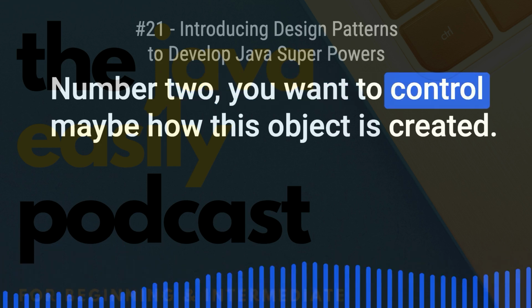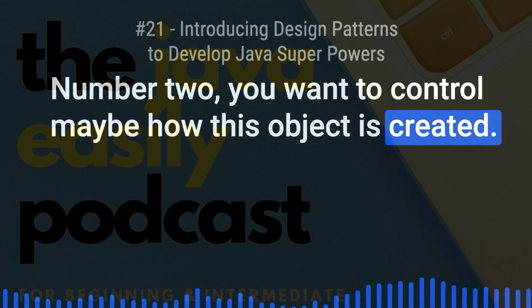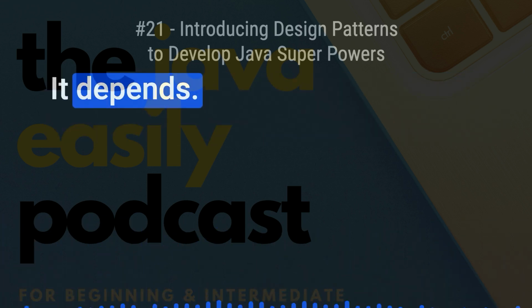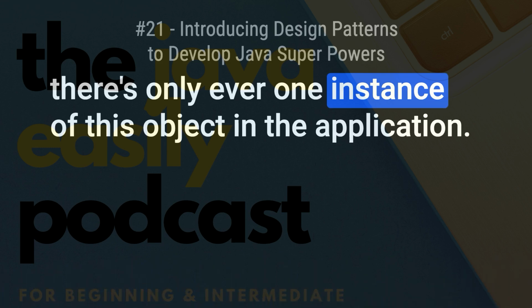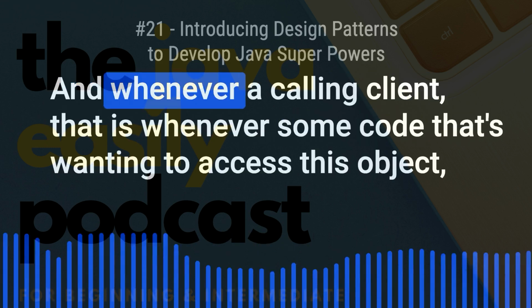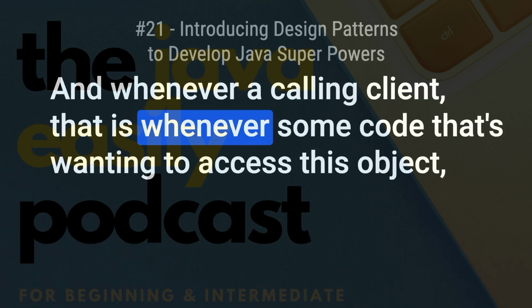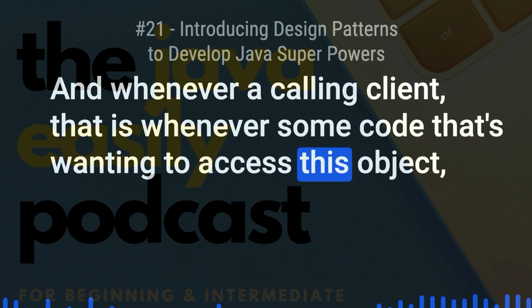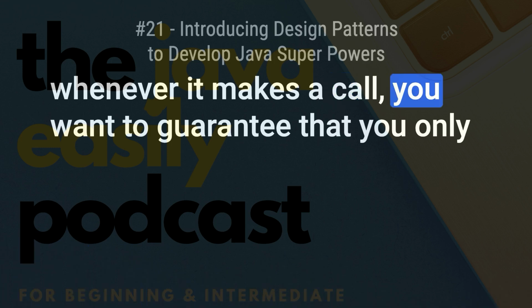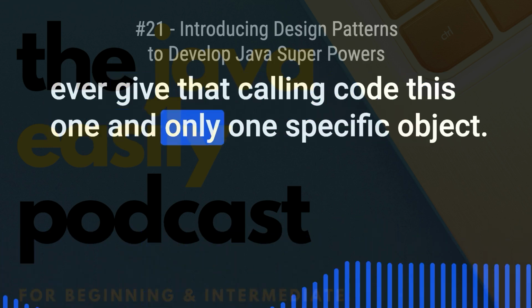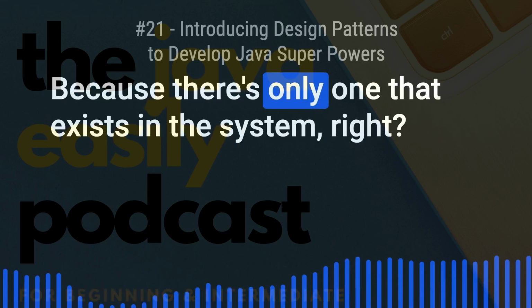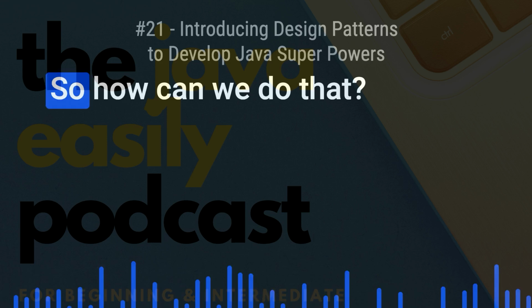Number two, you want to control maybe how this object is created, possibly not, it depends. But moreover, number three, you want to make sure that there's only ever one instance of this object in the application, and whenever a calling client, that is, whenever some code that's wanting to access this object, makes a call, you want to guarantee that you only ever give that calling code this one and only one specific object, because there's only one that exists in the system, right? So how can we do that?